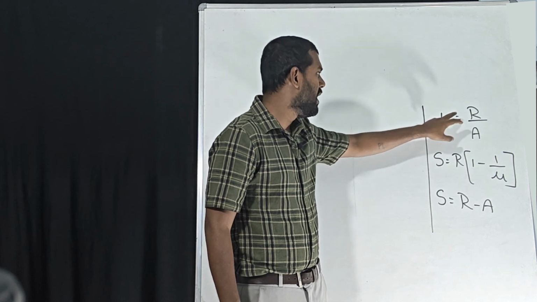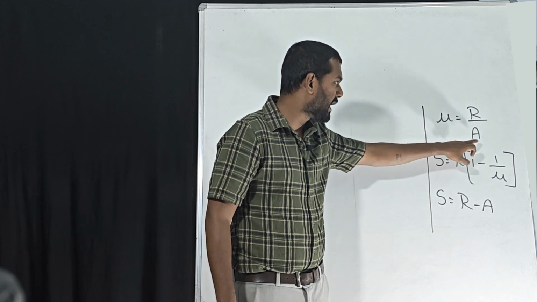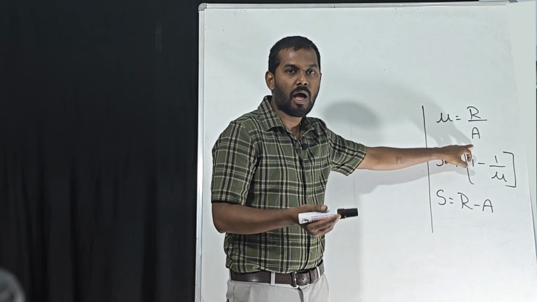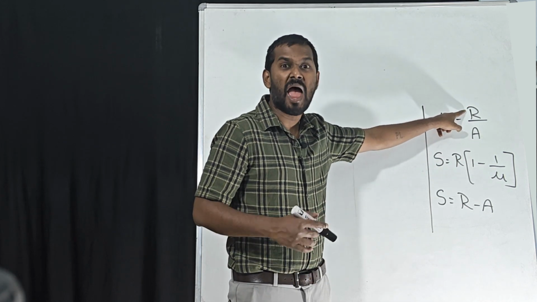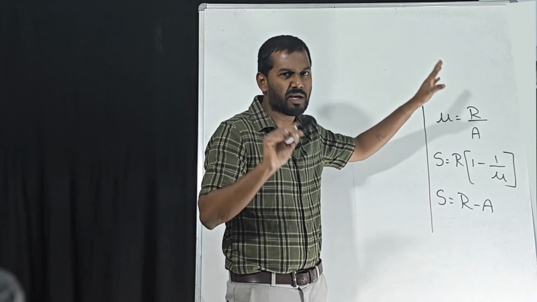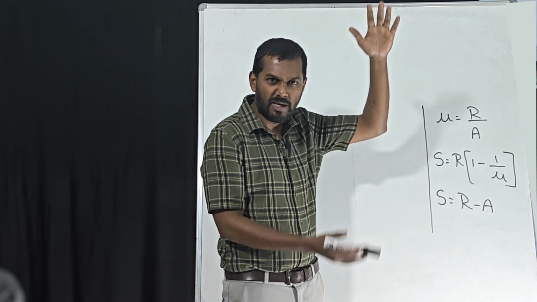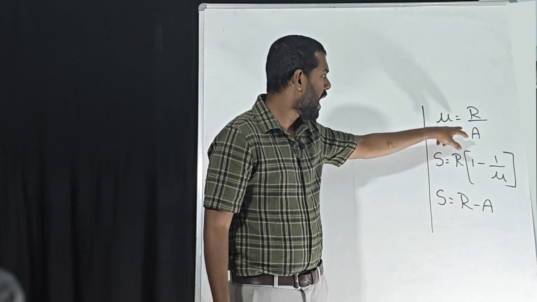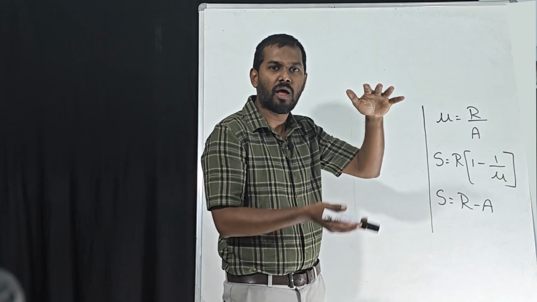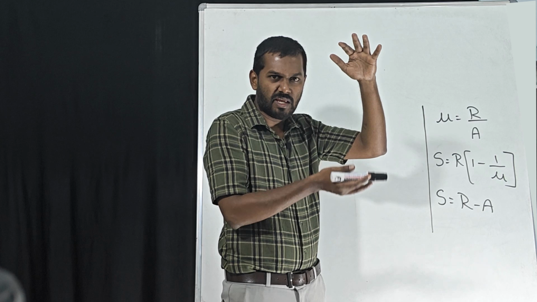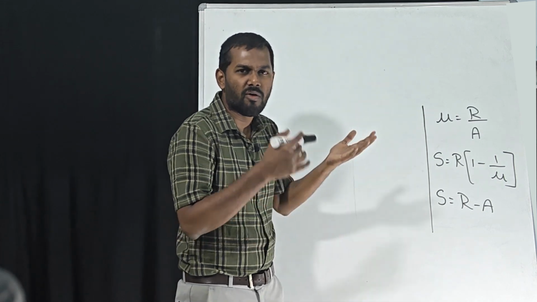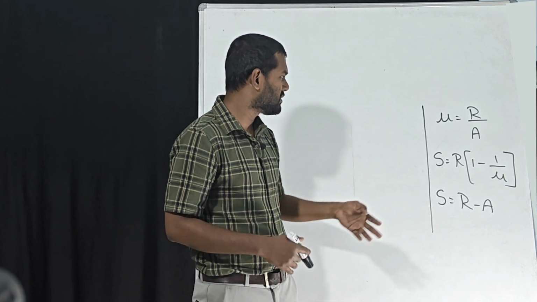Part A we are learning. R represents real depth, A represents apparent depth. Real depth is also called actual depth. Actual depth or real depth, the symbol we are going to use is R. R means the complete depth. Apparent depth means how much it has left after raising. This we have understood from the concept as well as the theory solution.